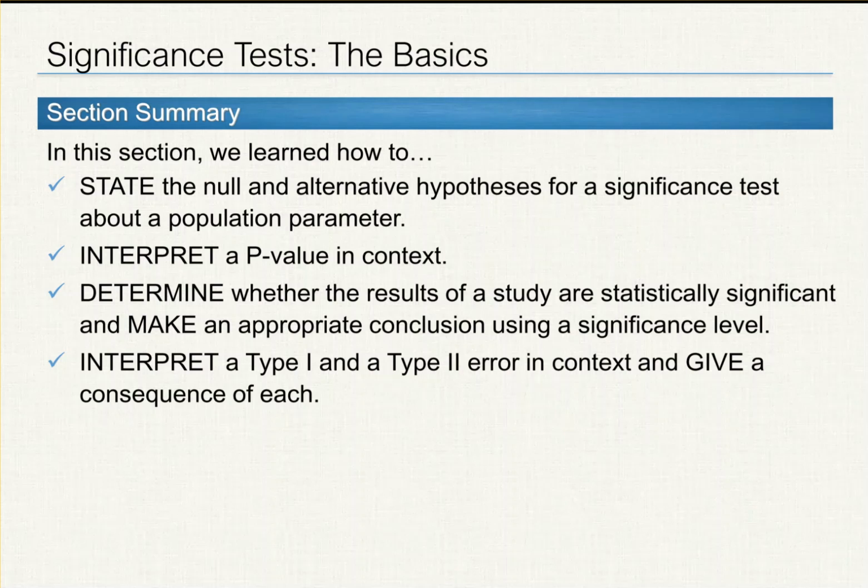And then type 1 error and type 2 error. Remember, "fail to" means type 2. If we incorrectly reject the null hypothesis, that's a type 1 error. If we fail to reject the null hypothesis when we should have, that's a type 2 error. And we gave a consequence of each.